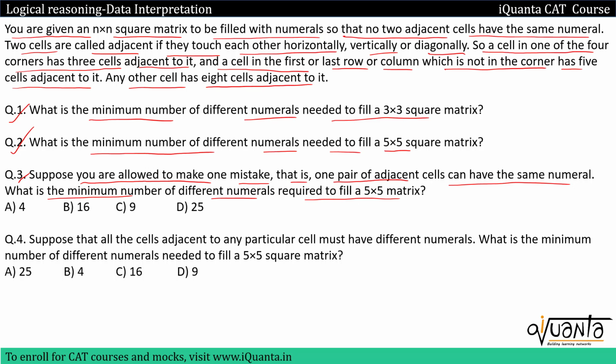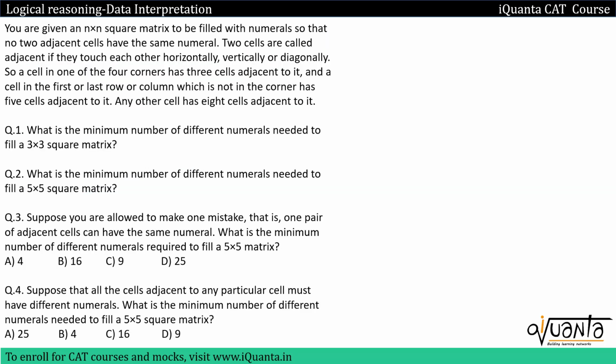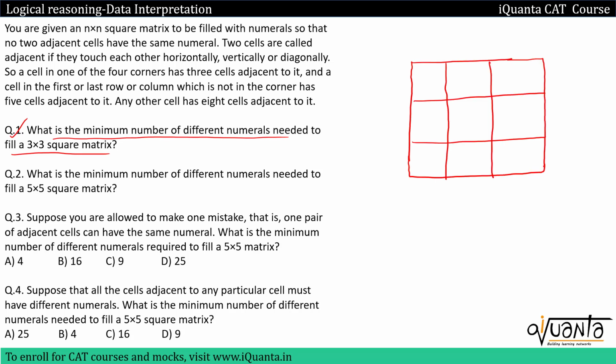So let us quickly go to the next slide. We'll check what is the meaning of adjacent cells over here. So in the first question I have what is the minimum number of different numerals needed to fill a 3 cross 3 square matrix. So let me draw a 3 cross 3 square matrix over here. So this will be our matrix.